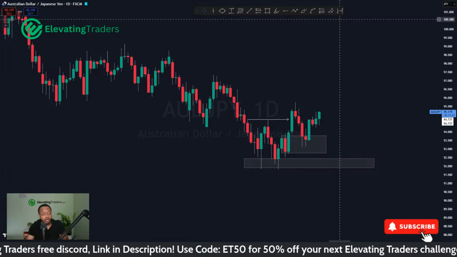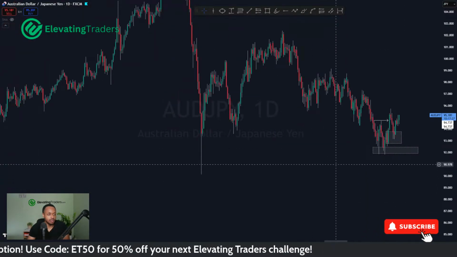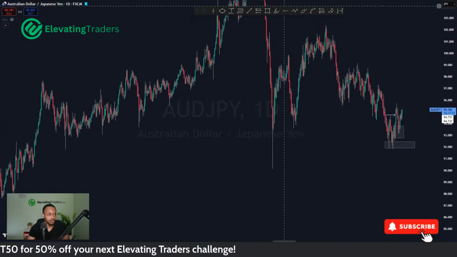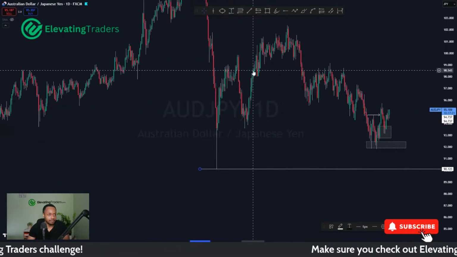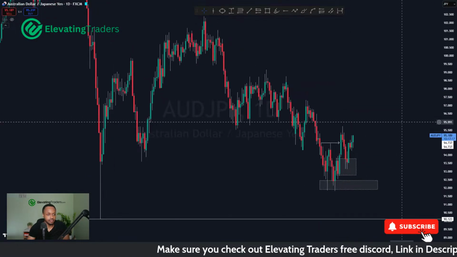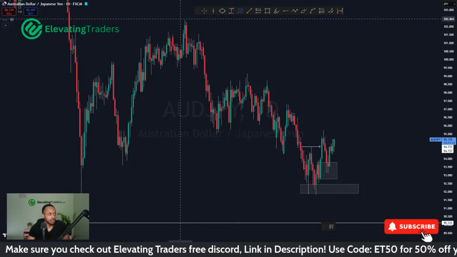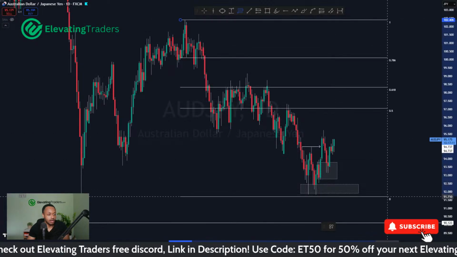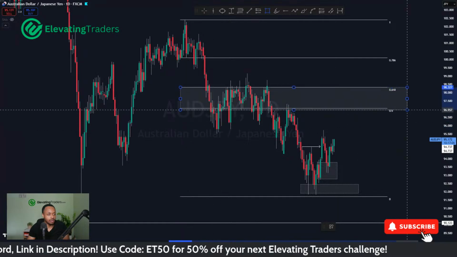So Aussie yen in my book, sorry, looks like that's pushing to the upside too. I still do expect this wick low to be taken out. But it looks like we're in kind of retracement mode right now. So just kind of staying patient. But if I draw a fib from the swing high to the swing low, that 0.5, 0.618 area looks very interesting.